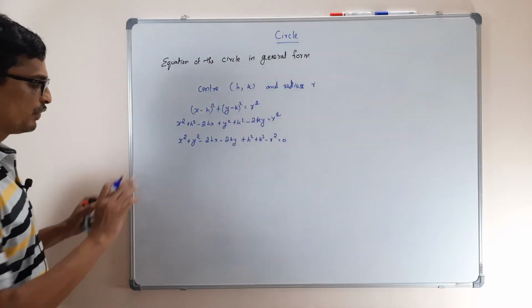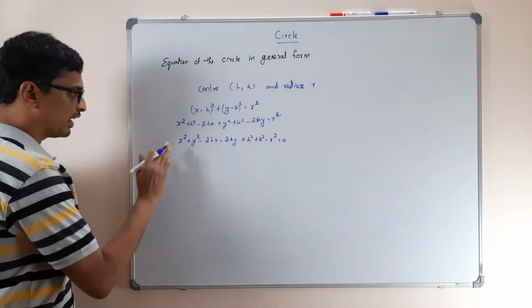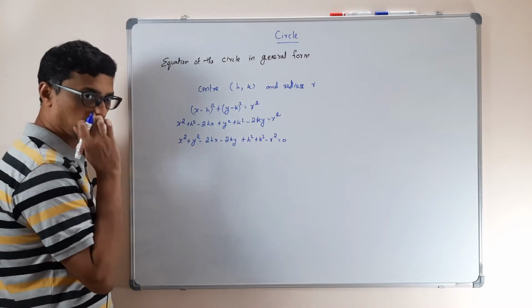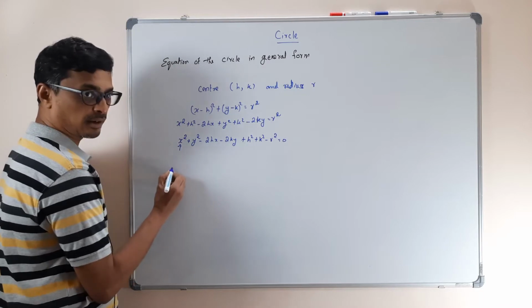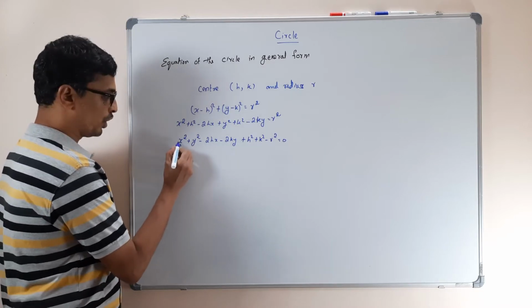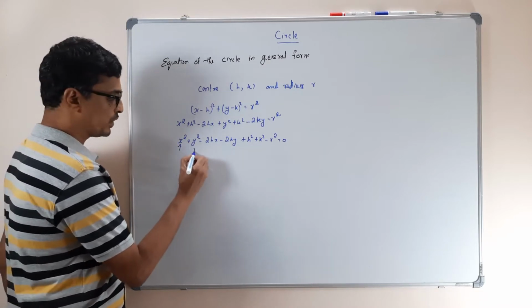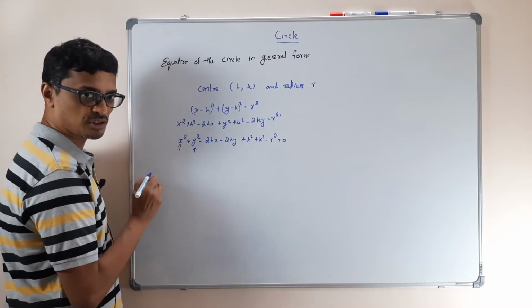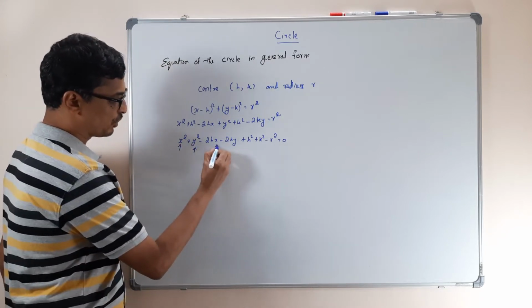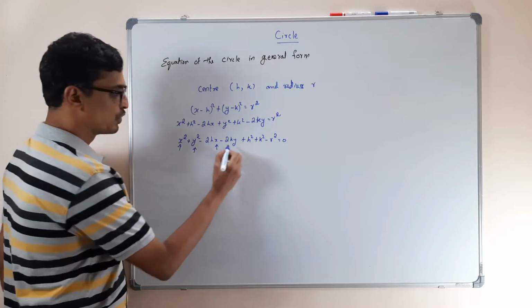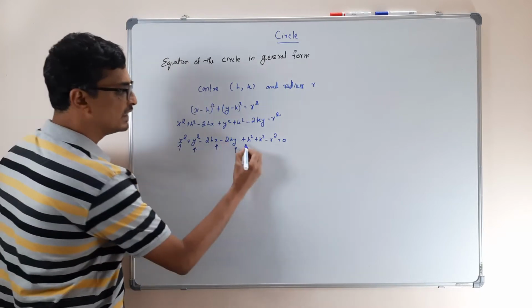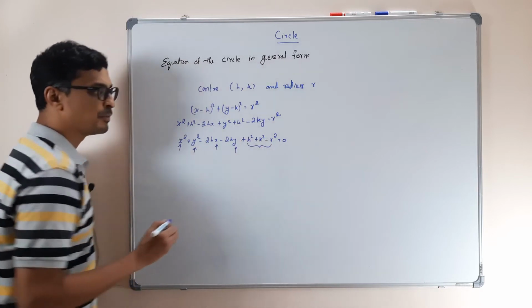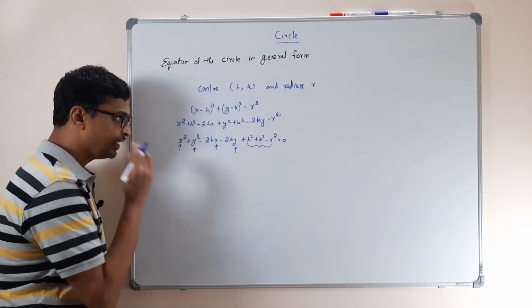So, if you compare with this, then we can write a general form. You can see this is x square, the coefficient is 1. The coefficient of y square is also 1. The coefficient of x is minus 2h. The coefficient of y is minus 2k. And this is a constant term. Am I right? Then we can write in general form.